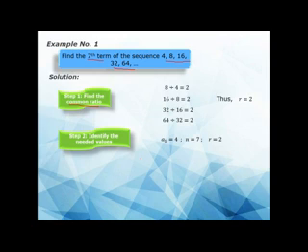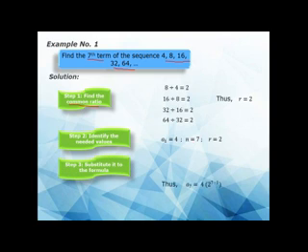So we have the first term is equal to 4, n is equal to 7 because we are finding the 7th term, and r is equal to 2. Now we substitute it to our formula. So we have a sub 7, or the 7th term, is equal to our first term, which is 4, and 2 raised to the power of 7 minus 1.